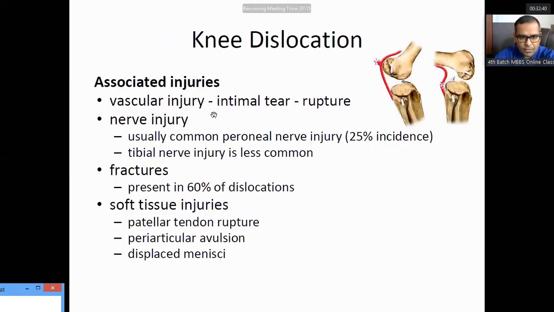The commonly associated injuries are vascular injury, which can be an intimal tear as well as full thickness rupture. Nerve injury, usually the common peroneal nerve, which is seen in 25%. Tibial nerve injury is less common. In 60% of cases, we see fractures. Soft tissue injuries include patellar tendon rupture, periarticular avulsion, displaced meniscus.